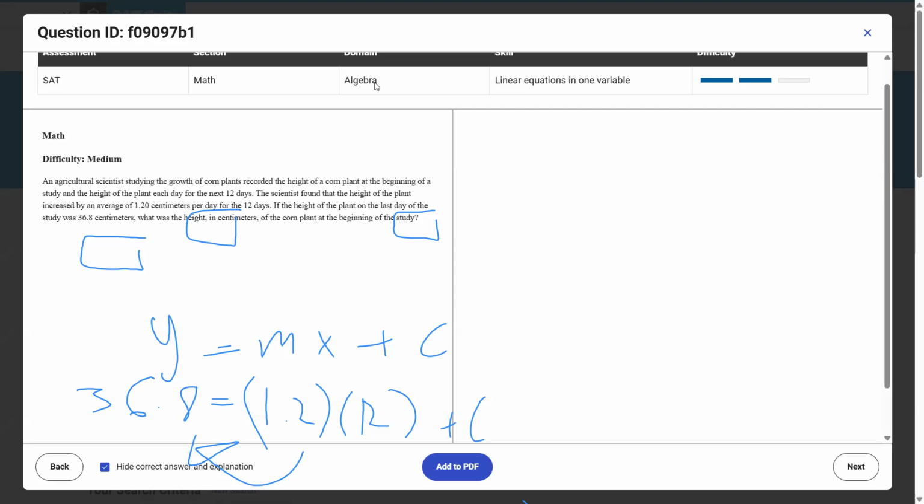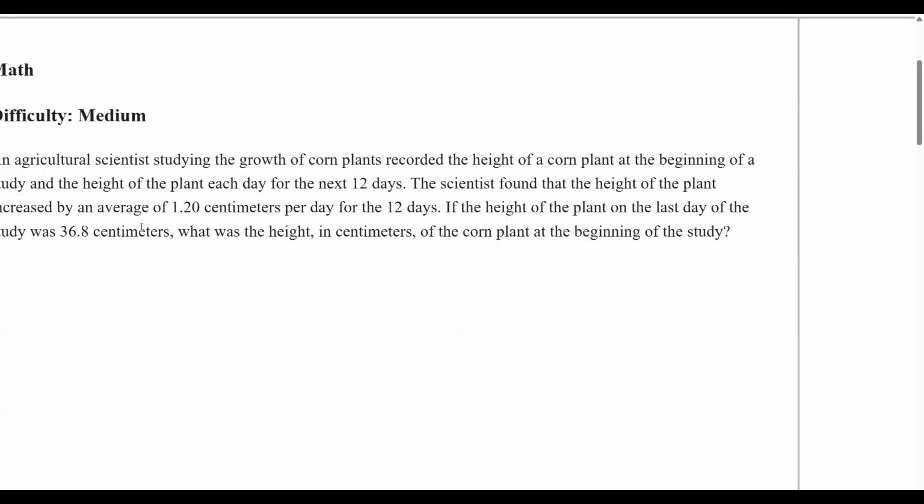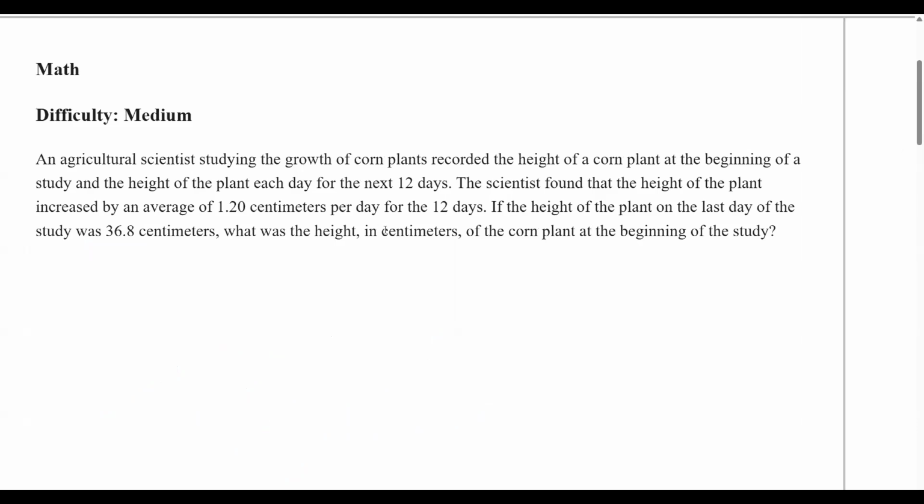Let me explain it one time. Here it gives you the rate, which is 1.2, and it told you that the plant grows at this rate for 12 days. And we know that at day number 12, its height will be 36.8. But we don't know the height of it at the beginning of the study, which is the y-intercept.